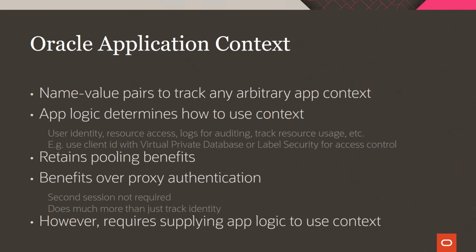You can use it to identify the person's identity, the user's identity, what type of resource they have access to, be able to log and audit what they're doing, and track their resource usage if you have chargebacks and things like that. Something like client ID, which is one of the properties, could be used with virtual private database or label security for access control. That's a very common usage of client identifier for application context.